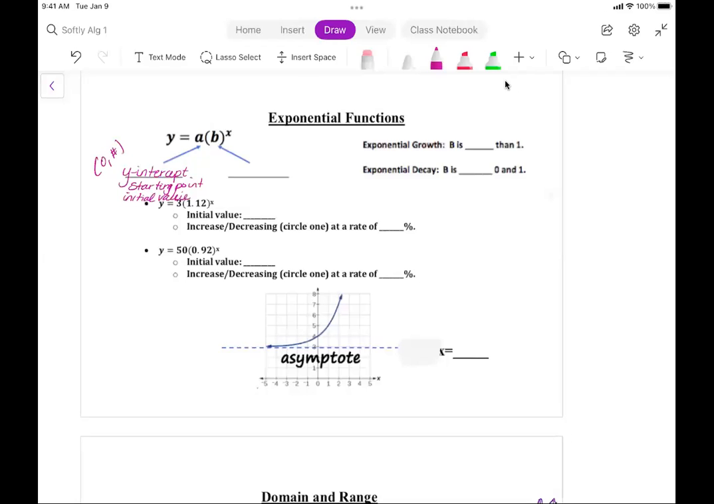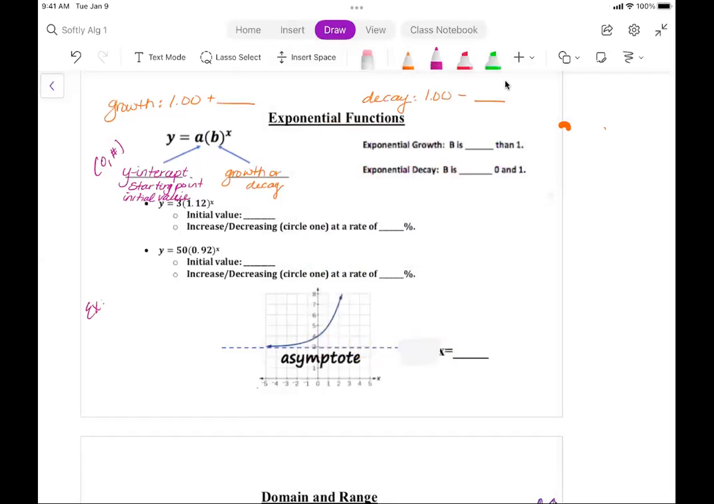Your b, though, sorry, let me change the size. Your b is going to be your growth or your decay. When it becomes the growth or the decay, you've got to remember, and you've written this multiple times now, your growth is 1.00 plus whatever. And then your decay is always going to be 1.00 minus something. So, for example, I'm just going to write that over here.